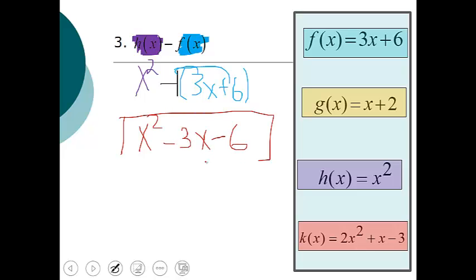I don't have any like terms, so I'm done. But the main thing that's different here is you have a minus sign, so that has to be compensated by doing the distributive property. A common mistake is people do not put the parentheses and they forget to distribute the negative 1 to the 6, and they end up putting plus 6 for the answer, which is incorrect. So you need to make sure that you have that negative sign distributed all the way through.